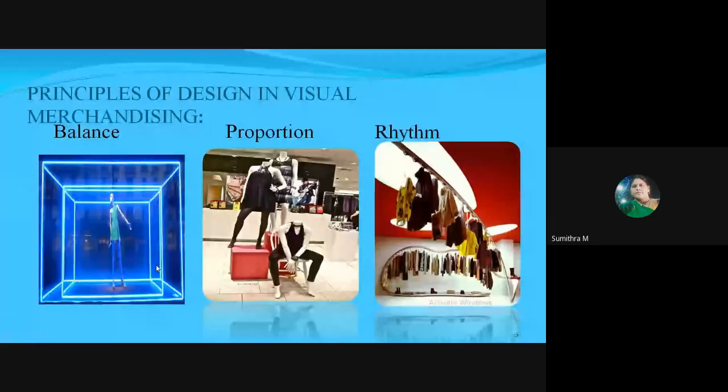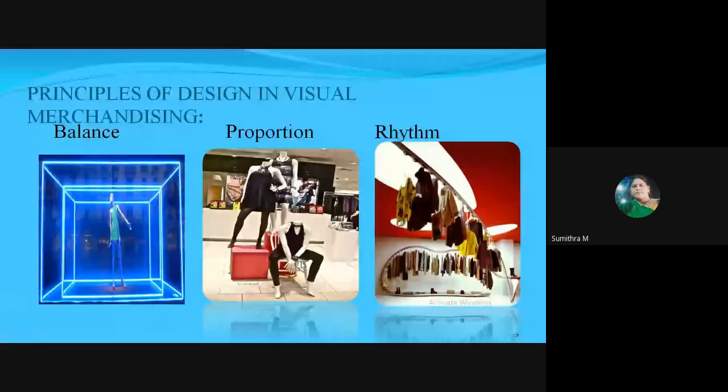Next one is proportion. Three mannequins have been placed, but each one is in a different form. And it is also shown that the size of the garment and the size of the mannequin may be varied. That is named as proportion. Rhythm is a continuous line movement. So in this figure, they have displayed the product from smaller to large in a continuous movement to show each and every product clearly to the customers.